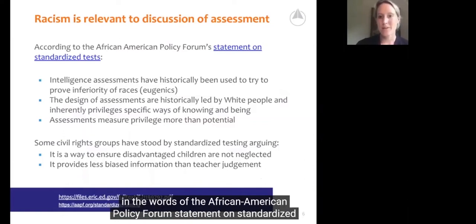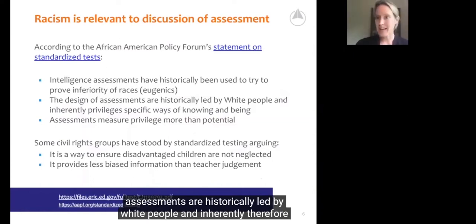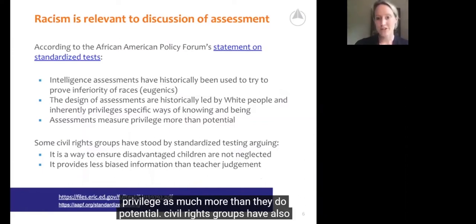In the words of the African American Policy Forum Statement on Standardized Tests, intelligence assessments have historically been used and really originated to try to prove the inferiority of races. The design of assessments are historically led by white people and inherently therefore privileges specific ways of knowing and being. And assessments may measure privilege much more than they do potential.